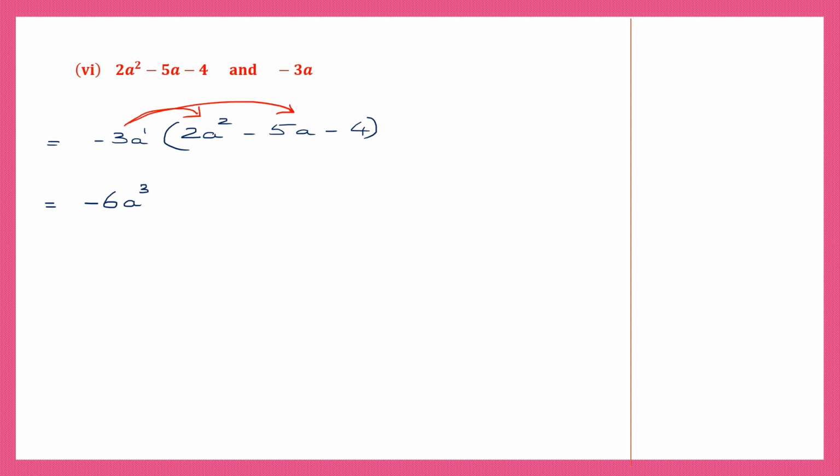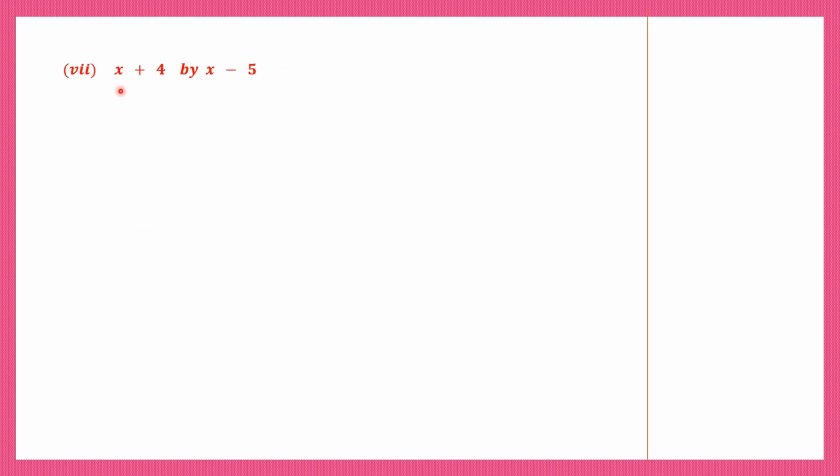So minus into minus is plus. So first we write the plus sign. Now multiply the numbers. 3 5s are 15. Now a into a. That is a to the power of 1 plus 1. That is a to the power of 2. Now multiply this into the last one, that is minus 4. Minus into minus is plus. 3 4s are 12 and 3a has only one a, so that a will come there. So what's the final answer? Minus 6a to the power of 3 plus 15a to the power of 2 plus 12a.